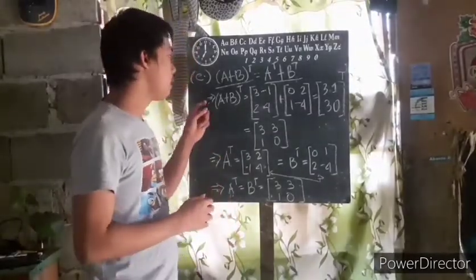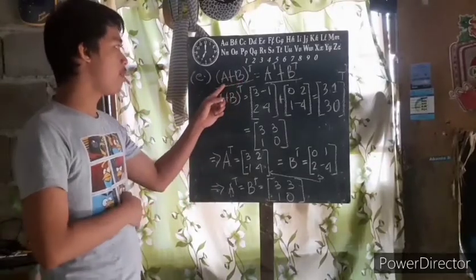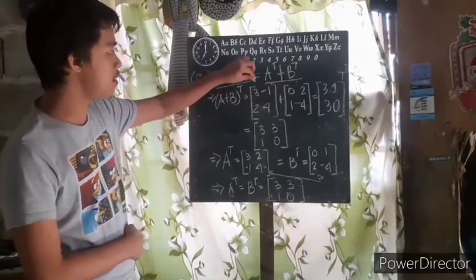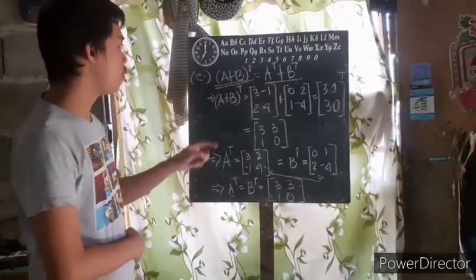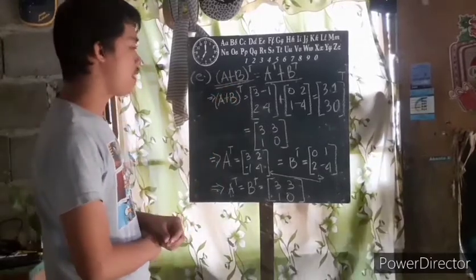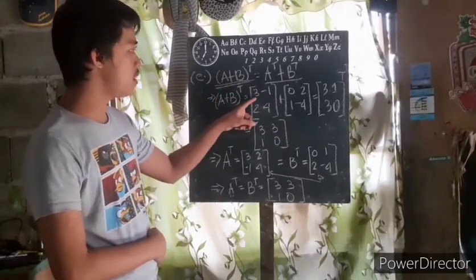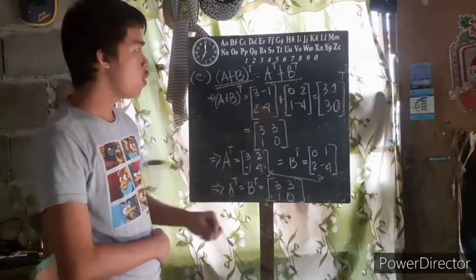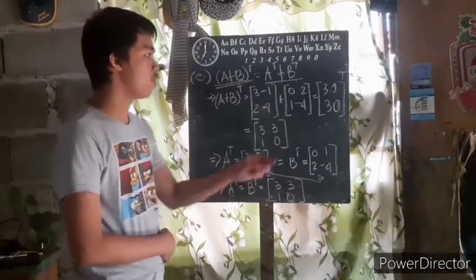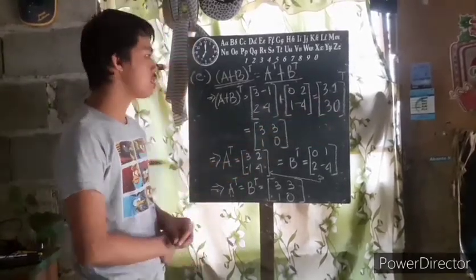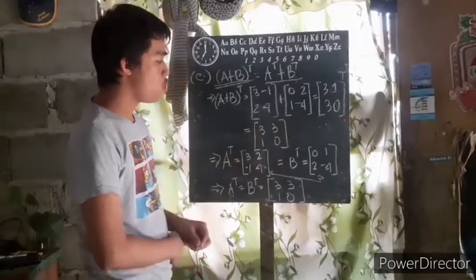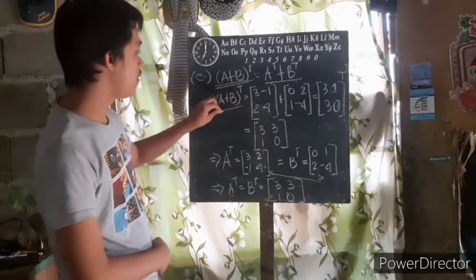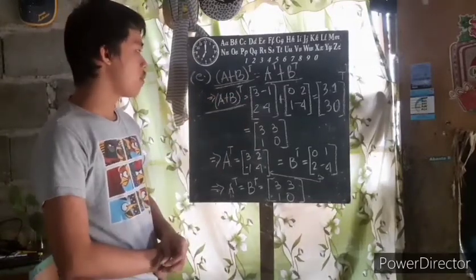And now in E, we have the transpose of (A plus B) equals the transpose of A plus the transpose of B. So first we have to find A plus B. We have the matrix A here, which is 3, negative 1, 2, and 4. Then add the matrix B, which is 0, 2, 1, and negative 4. So we can come up with the answer of 3, 1, 3, and 0. Then let's transpose this matrix. So we have this answer 3, 3, 1, 0, the transpose of A plus B.